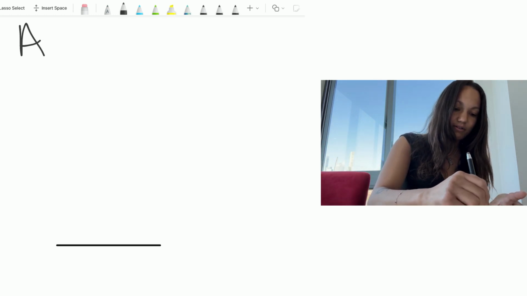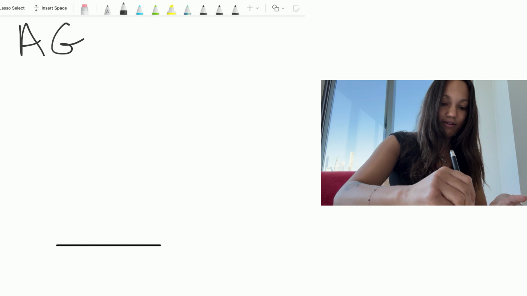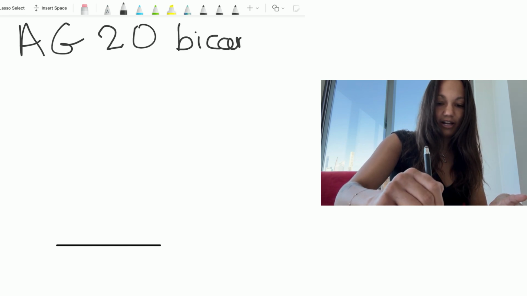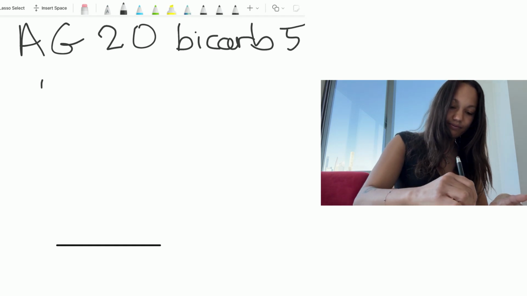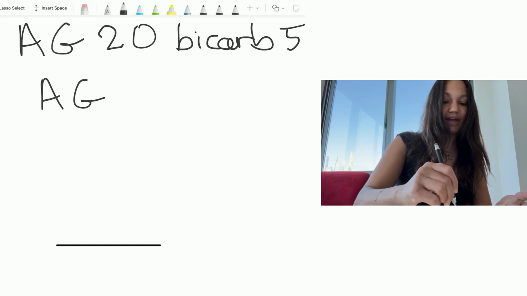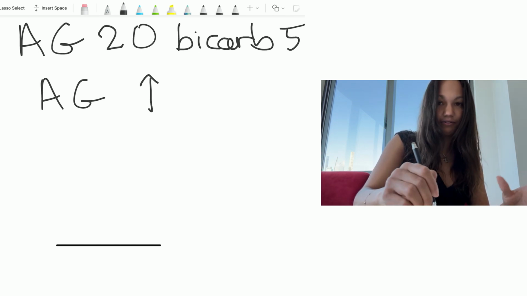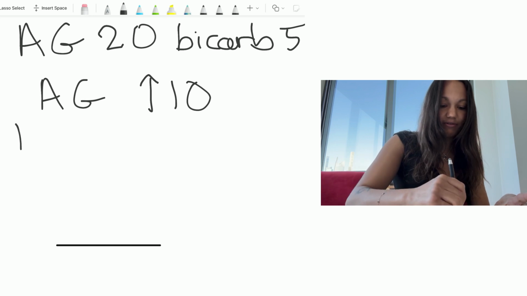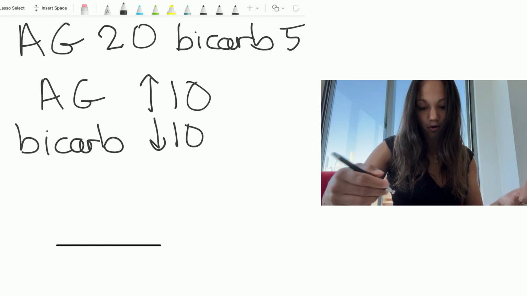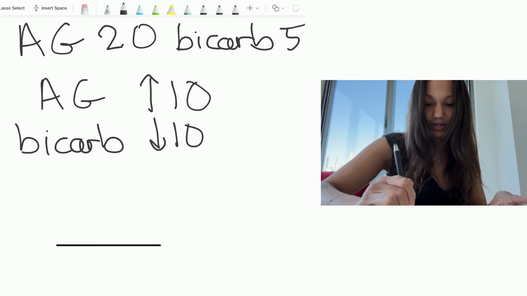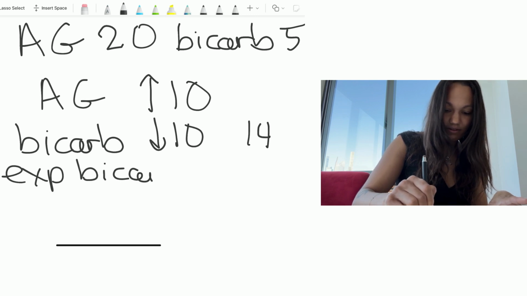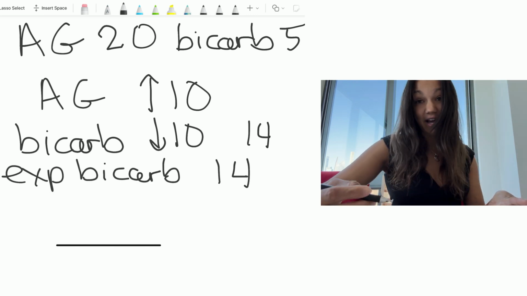So let's do an example. Anion gap for my patient is 20. Bicarb for my patient is 5. So how much did my anion gap go up by from a normal of 10? My anion gap went up by 10 from 10 to 20. So that means I would expect my bicarb to also go down by 10 from a normal of 24 down to 14. So my expected bicarb is 14.